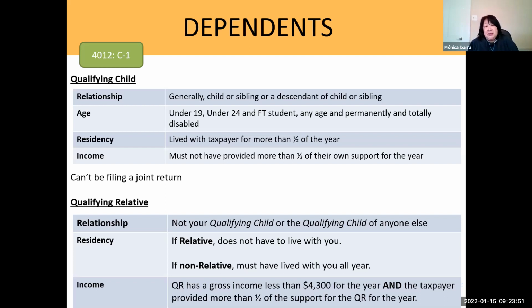And this is not a 6-month thing. Did this dude who crashed on your couch live with you for 9 months, more than half the year? No. A non-relative has to have lived with you for the whole year, the whole year.